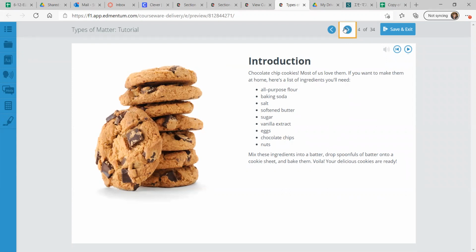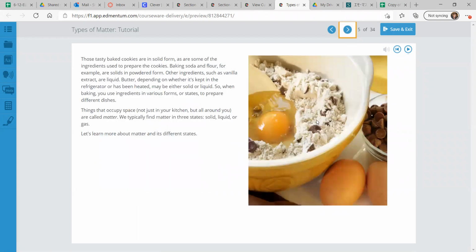Cookie dough is a mixture. You can see all of the ingredients. We mix it all up into a batter. And then some of those ingredients are in solid states, some are in liquid states. And yeah, so that'll come up later in this lesson. But what we're talking about is matter, things that occupy space. That is called matter. And we typically find matter in three states: solid, liquid, or gas.